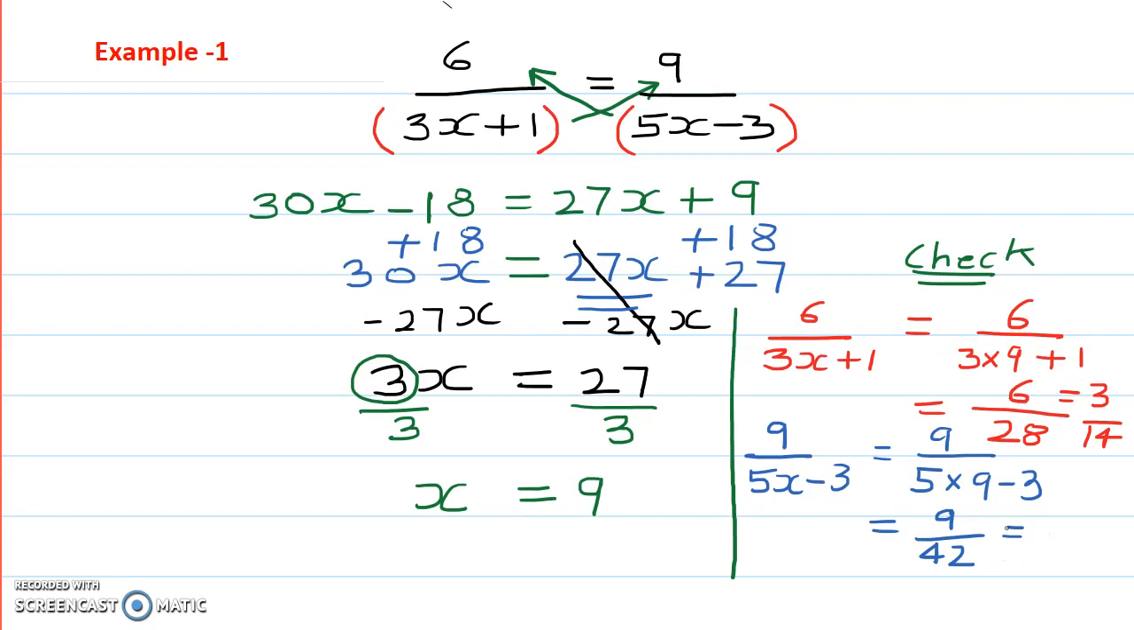And you can cancel it by 3. So 3 goes into 9 three times, and 42 you can cancel by 3, so we got 3 over 14. You can see both our answers are the same, 3 over 14 and 3 over 14. So that's the working. Let's go for another type of fraction problem based on linear equations.